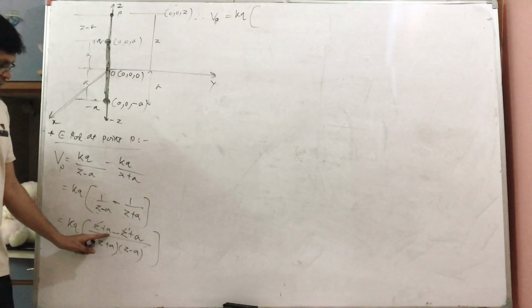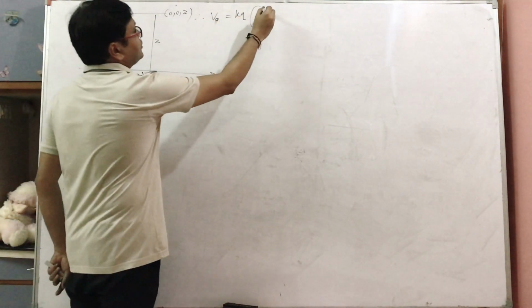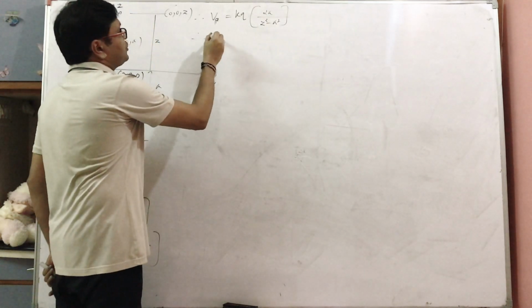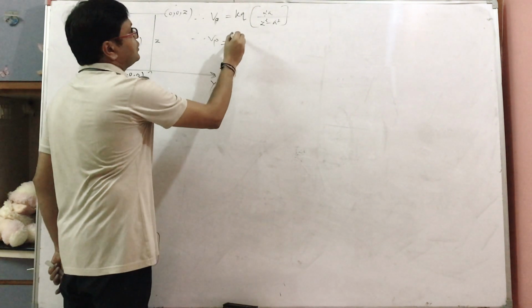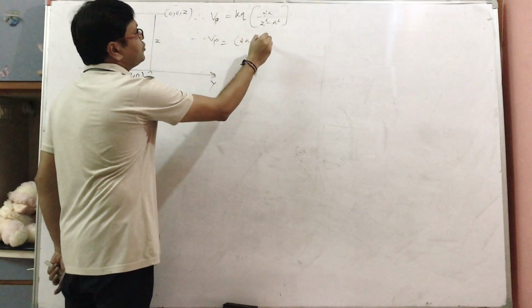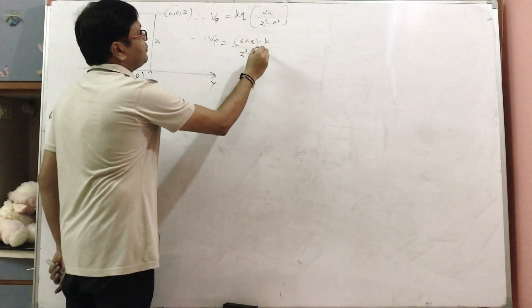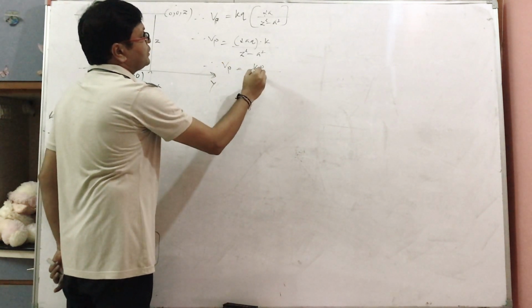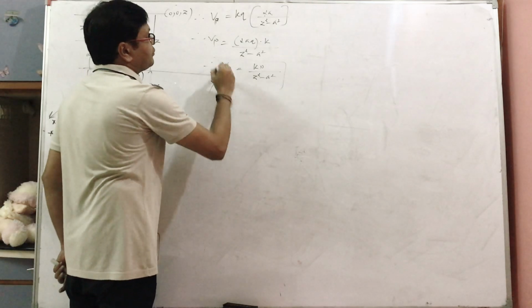You can see that A plus A is 2A. So the answer is 2A upon Z square minus A square. But you know that 2AQ is p, so 2AQ into K upon Z square minus A square.